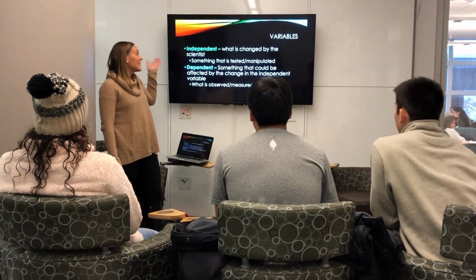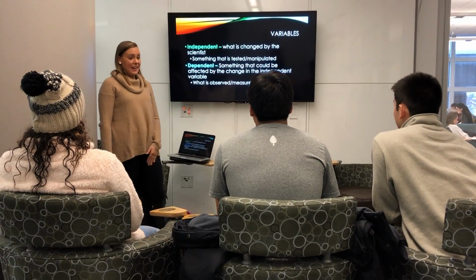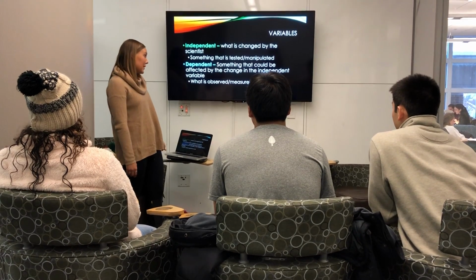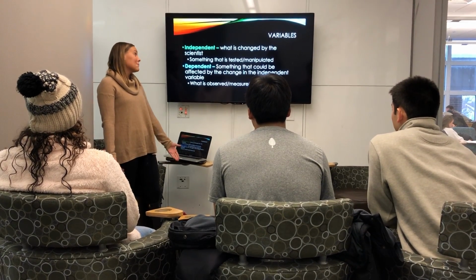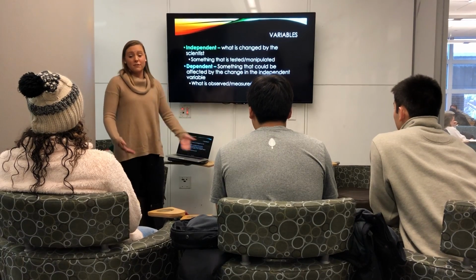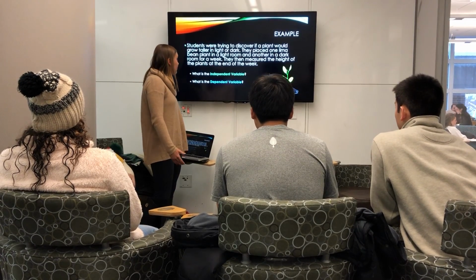Independent variable is what is changed by the scientist, so something that is tested or manipulated. And dependent variables are something that could be affected by the change in the independent variable. So that is what is observed or measured by the scientist.